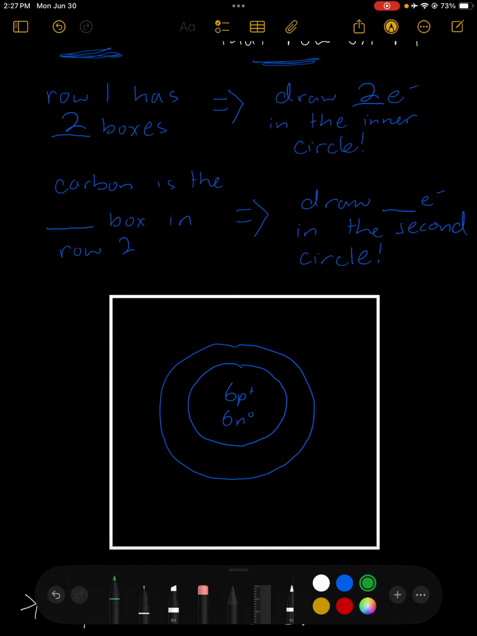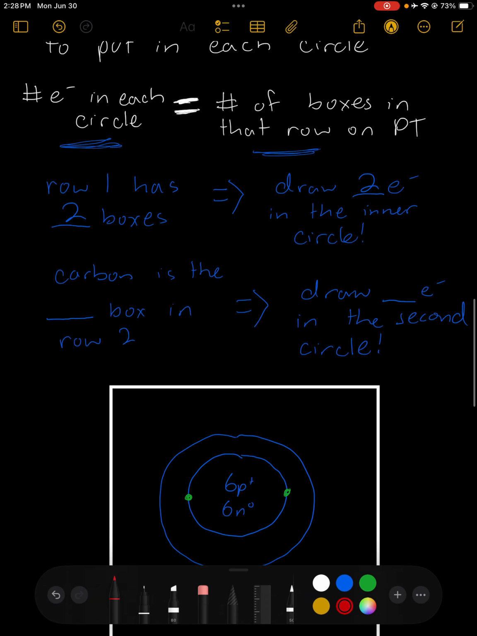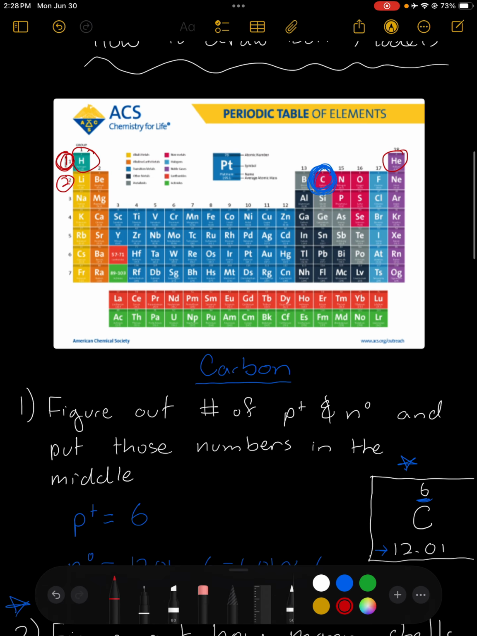Cool. So I'm going to draw 2 electrons. Done. Now we need to address row 2, or circle 2. Carbon is in that second row, so in row 2, we're going to draw the rest of carbon's electrons. So let's figure out real quick how many electrons that should be. In row 2, I'm going to stop when I hit carbon.